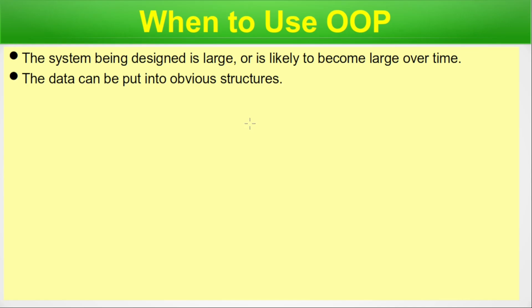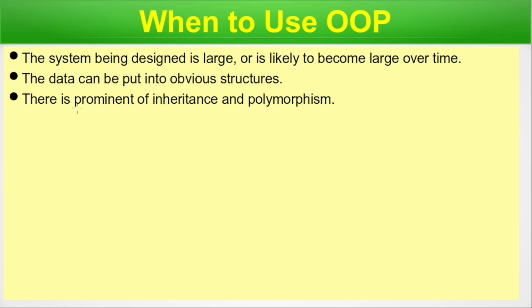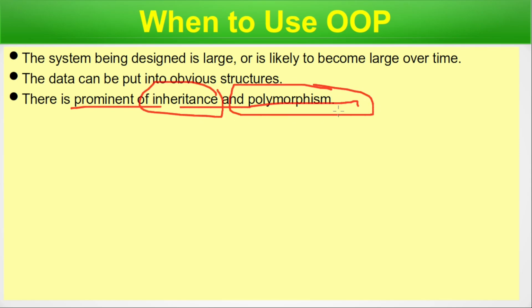The data can be put into obvious structures. In the previous pictorial example, you can see that we can put the teachers into the classification of teachers and the students into the classification of students. And we can then subdivide them as per their variables, etc. So an obvious structural shape should be there in the data to apply object-oriented programming. There is prominent use of inheritance and polymorphism. We will talk about polymorphism and inheritance in detail in later chapters and slides.